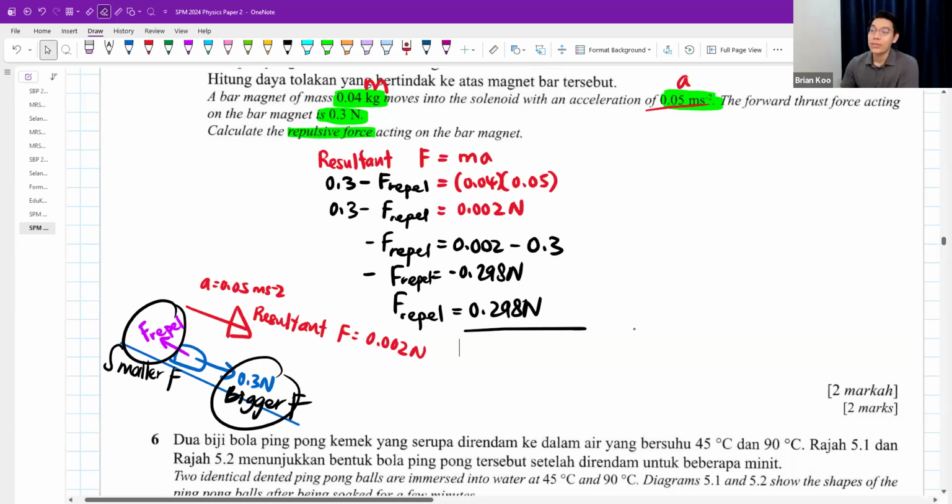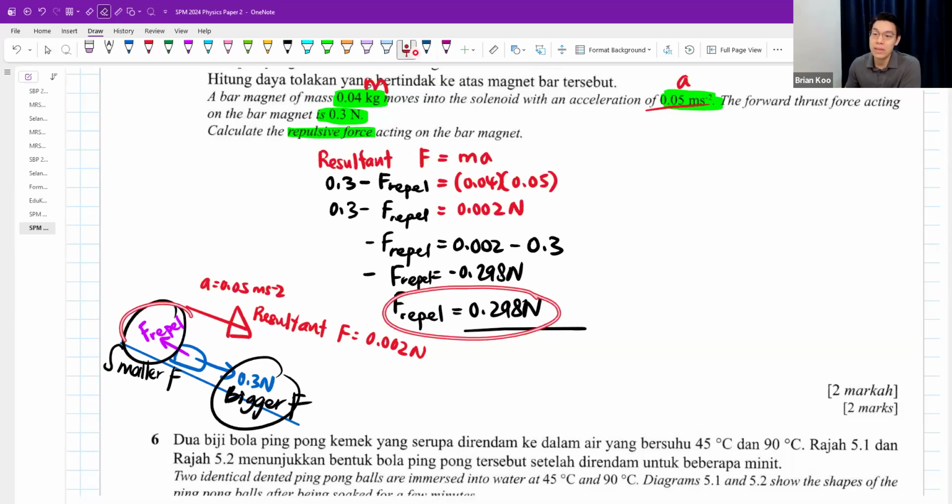And you will notice that my repulsive force is pretty similar to my forward thrust. It's going down with 0.3 and it's repelled by the solenoid with a very strong force of also near to 0.3. Meaning what? Meaning I can use this concept of Lenz's law to stop a roller coaster.